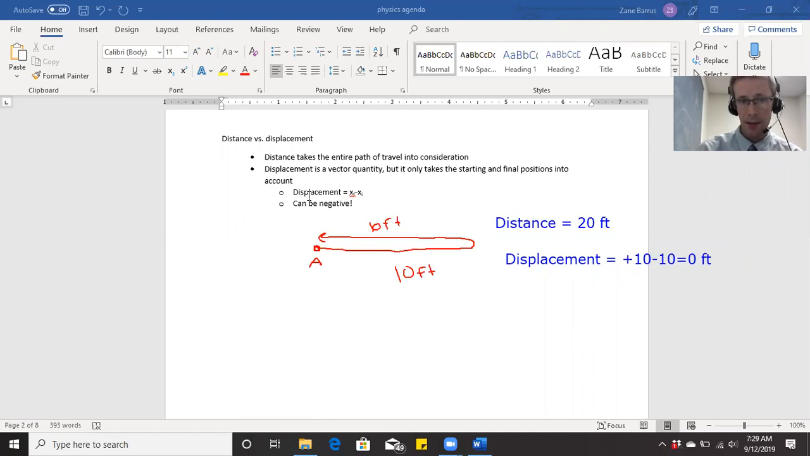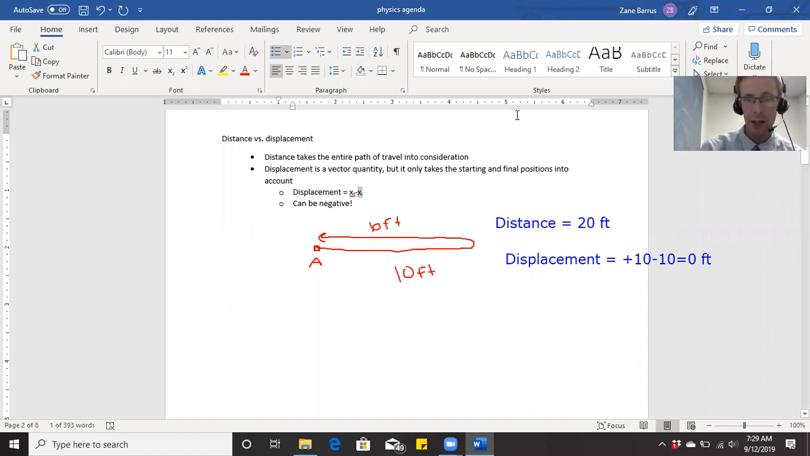So these little sub-bullet points, just remember that displacement is equal to x sub f minus x sub i, okay? We usually measure displacement and represent it as a variable x. So x sub f stands for final displacement, x sub i stands for initial displacement. Sorry, x sub f stands for final position, x sub i stands for initial position. Hopefully that helps. Okay, going on.